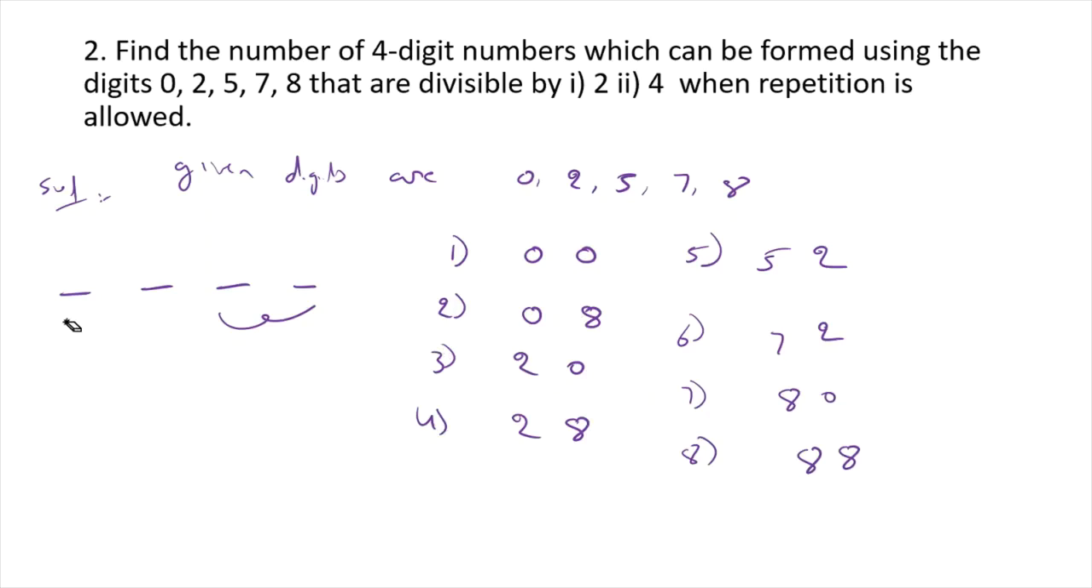Okay, in how many ways can I fill the first blank? Here I cannot fill the first blank with 0, so I have only 4 ways to fill the first blank. And then I can fill the second blank in 5 ways, and then I can fill the last two blanks in 8 ways. Therefore, the total number of 4 digit numbers which are divisible by 4 formed using these digits is equal to 4 times 5 times 8. These are the total number of 4 digit numbers which are divisible by 4.